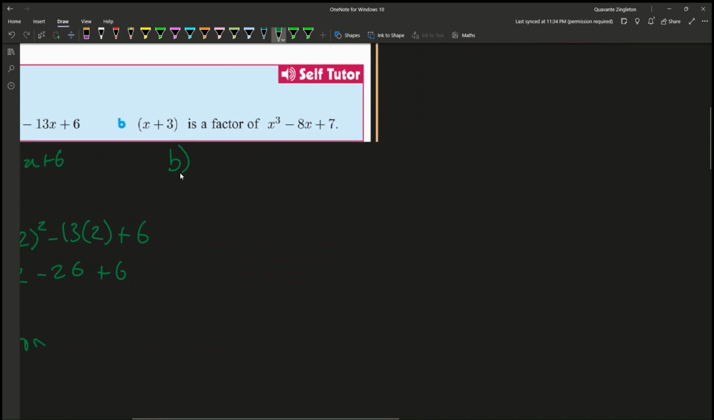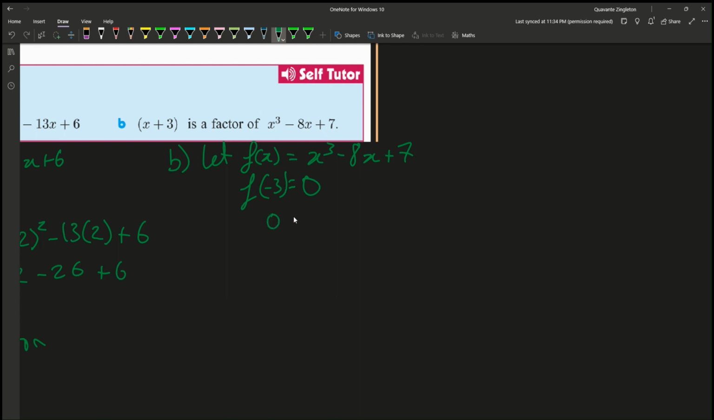For b, same thing. We define the function. So let f of x equal x cubed minus 8x plus 7. And we look at the sign of this, and it's positive 3. Flip the sign so it becomes -3, and input that into the function. That should equal 0, because we're assuming that it's a factor, and if it's not a factor, we can see that it's not equal to 0, and then we can say it is not a factor.